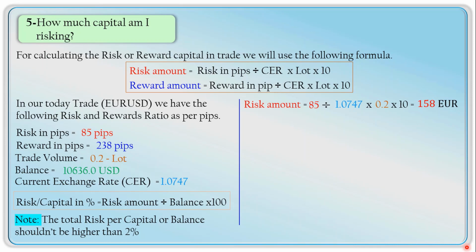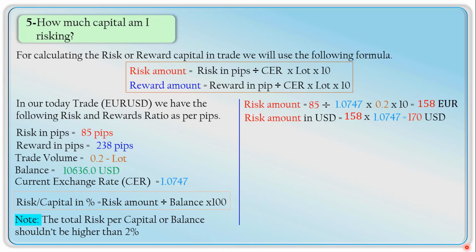So now I have to change the euro amount to US dollar. So risk amount in US dollar will be the risk amount in euro, 158, times the current exchange rate, which is 170 US dollar. So according to the current price, 158 euro will be 170 US dollar.